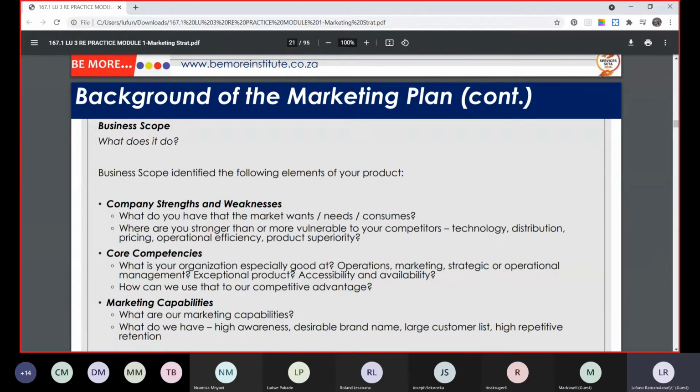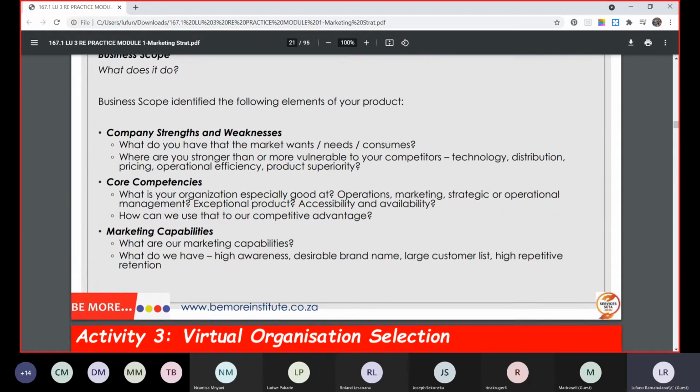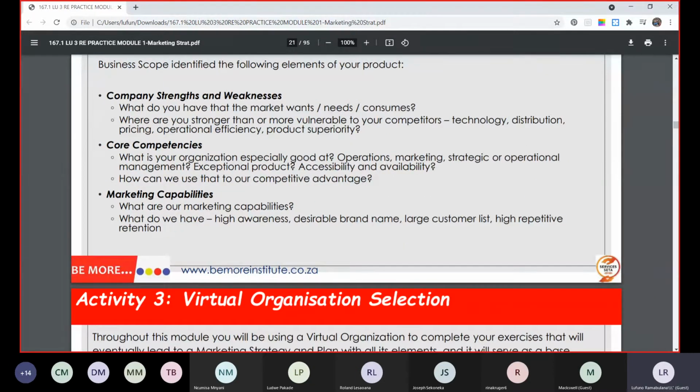Your scope would look at what does it do. Business scope identifies the following elements. We'll look at the company's strengths and weaknesses. We've already spoken about that. What do you have that the market wants, needs and consumes? Where are you stronger or more vulnerable than the competitors? All those are important to evaluate. Your core competencies: what is the organization specifically good at? What do you do best that others may not necessarily be good at, in terms of your operation, your marketing, or strategic or operational management?